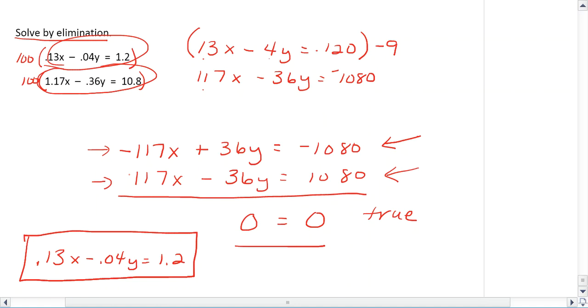So now you've seen what happens with the algebra when you have parallel lines or coinciding lines or intersecting lines. And I think you have the knowledge you need to do section 3.2. So have fun with that.